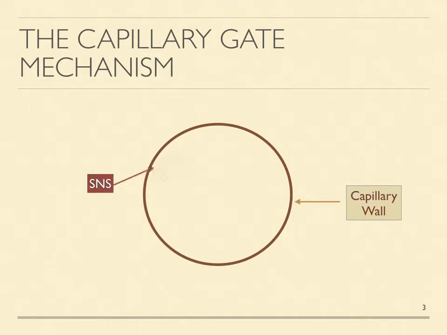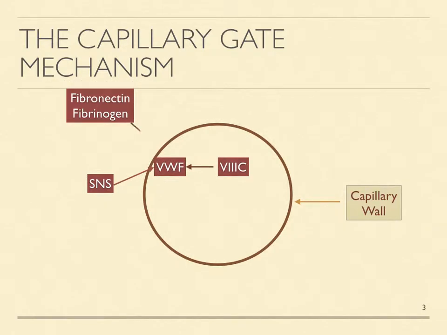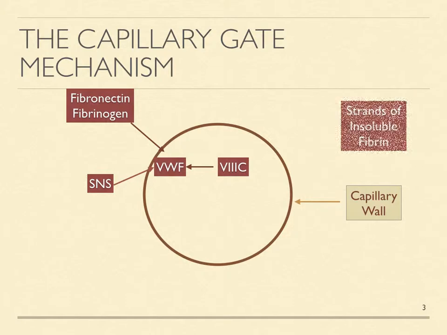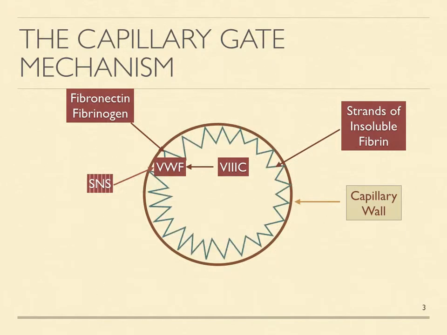The diameter of capillaries is barely adequate to allow red cells to travel single file. Sympathetic nervous system activity extrudes von Willebrand factor from binding sites on the inner walls of capillaries. These von Willebrand factor binding sites are located next to binding sites for fibrinogen and fibronectin. Factor VIII in flowing blood binds to von Willebrand factor, which activates the VIII enzyme and generates insoluble fibrin strands on the inner walls of the capillary, shown in blue. This closes the capillary gate by slowing the passage of red cells through the capillary lumen.